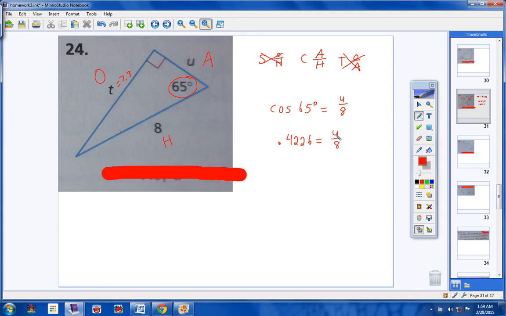Now the denominator is 8, so we're going to multiply both sides by 8. If we multiply the left side by 8, we end up getting 3.3809, etc. I'm going to put 3.4, so I'm rounding to one decimal place. If you multiply the right side by 8, you're left with U. So U is 3.4.